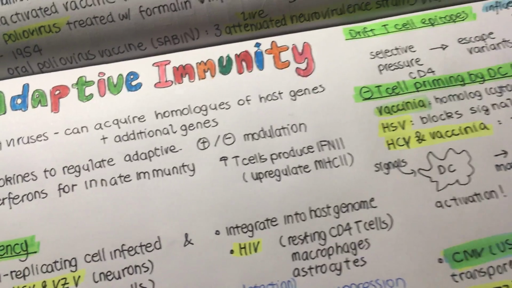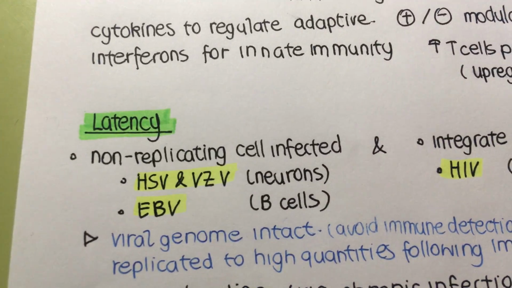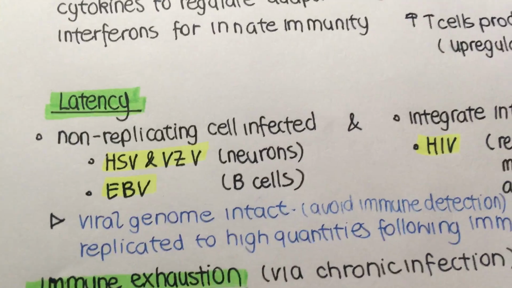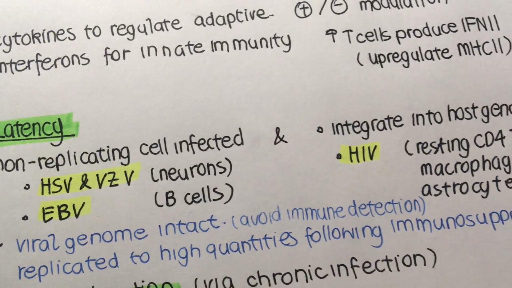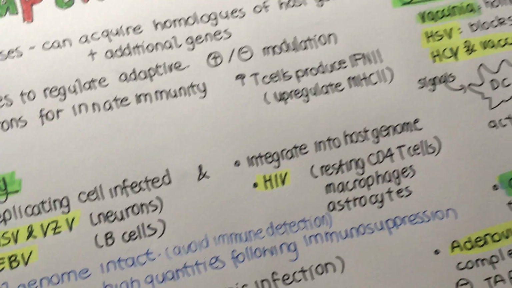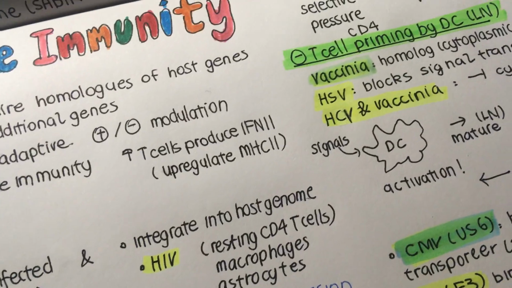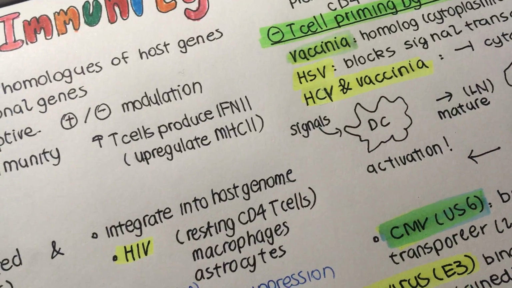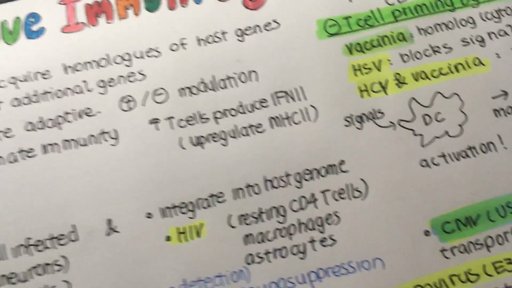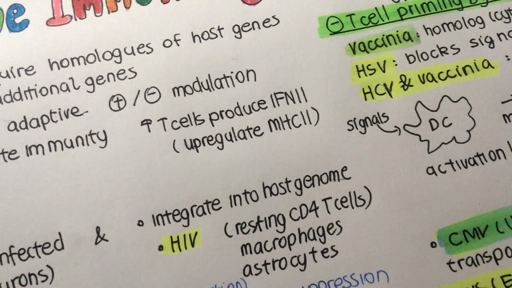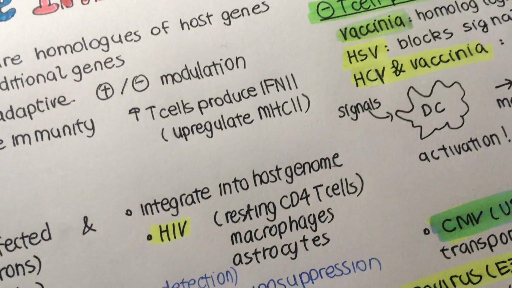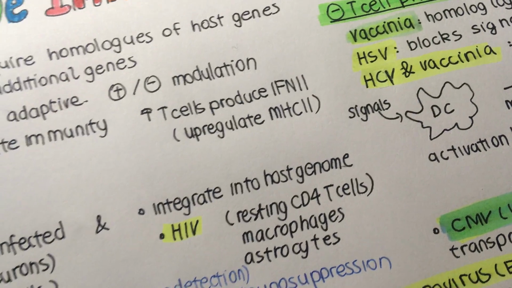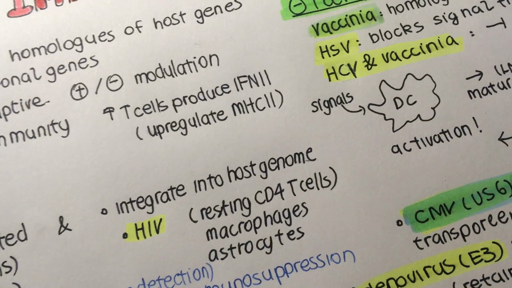And examples of these include herpes simplex virus, varicella zoster virus, and EBV, which are all part of the herpes family, and HIV, which is a retroviridae, but it's kind of special because it belongs to Baltimore class 7 and is able to reverse transcribe its DNA.